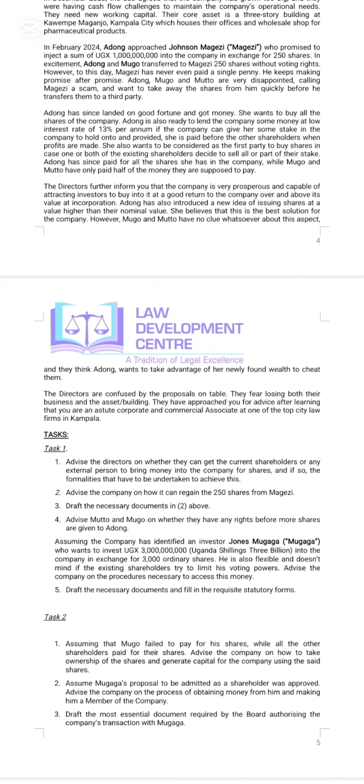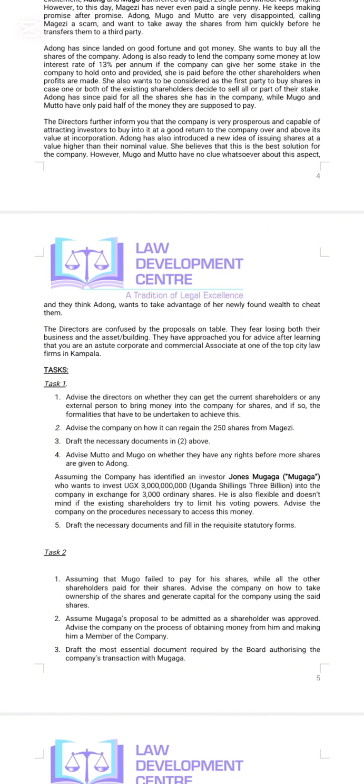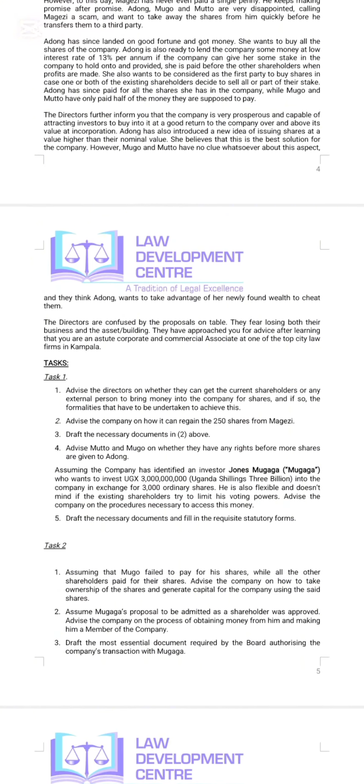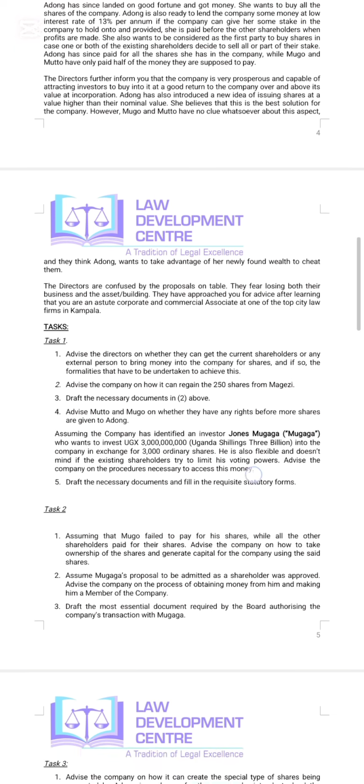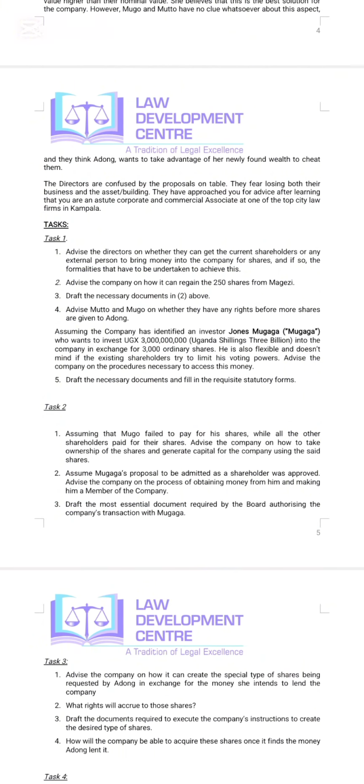She also wants to be considered as the first party to buy shares in case one or both of the existing shareholders decide to sell all or part of their stake. Adong has since paid for all the shares she has in the company, while Mungo and Moto have only paid half of the money they are supposed to pay. The directors further inform you that the company is very prosperous and capable of attracting investors to buy in at a good return to the company over and above its value at incorporation. Adong has introduced a new idea of issuing shares at a value higher than their nominal value. She believes that this is the best solution for the company. However, Mungo and Moto have no clue whatsoever about this aspect, and they think Adong wants to take advantage of her newly found ways to cheat them.